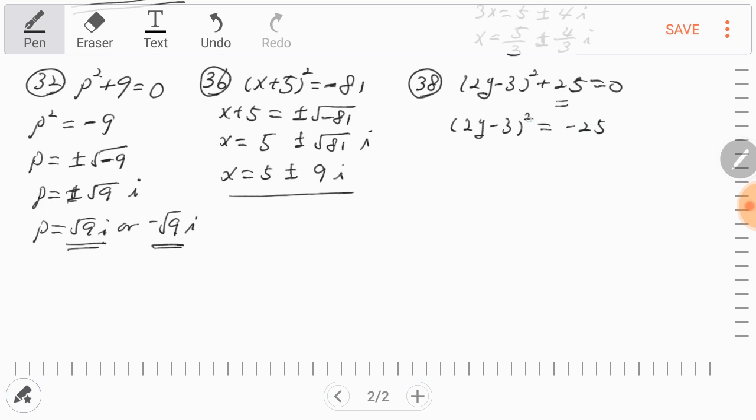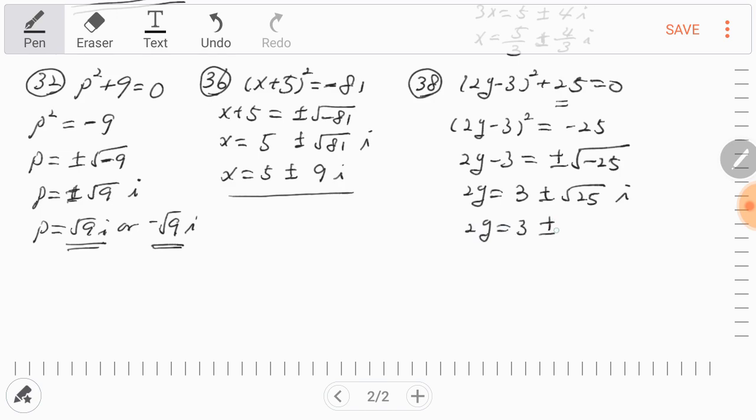Again, something squared is negative, so the solution will not be a real number. It will be a complex number. Then the base 2y minus 3 is equal to plus or minus square root of negative 25. Then 2y equals, move negative 3 to the right, plus 3 plus or minus square root of 25i. Then 2y equals 3 plus or minus 5i. Finally, divide the equation by the coefficient of y, which is 2. So y equals 3 over 2 plus or minus 5 over 2 i.